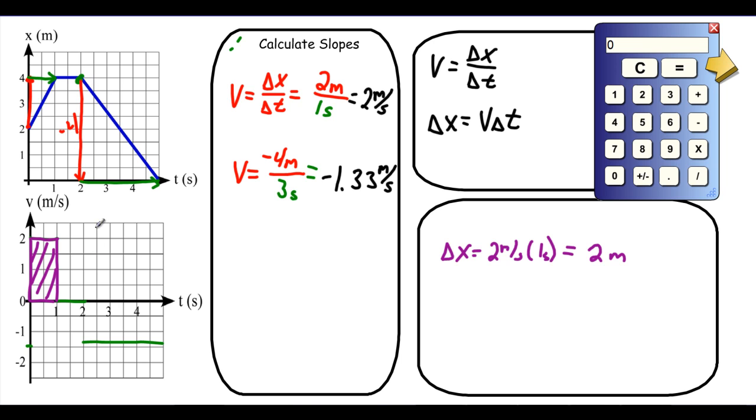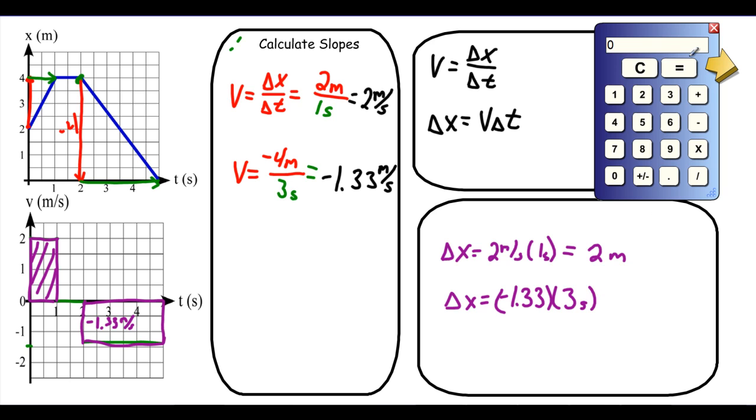Now I want to look at the area underneath the portion where I'm going in the negative direction. Well, I start here at 0 and I go to negative 1.33. So this is going to be negative 1.33 meters per second. And over here, I go from 2 seconds all the way to 5 seconds. And so I'm left with this rectangle here. When I multiply them together and I take the area of what's inside, well, my delta x is then going to be negative 1.33 meters per second times my time, which in this case is going to be 3 seconds.